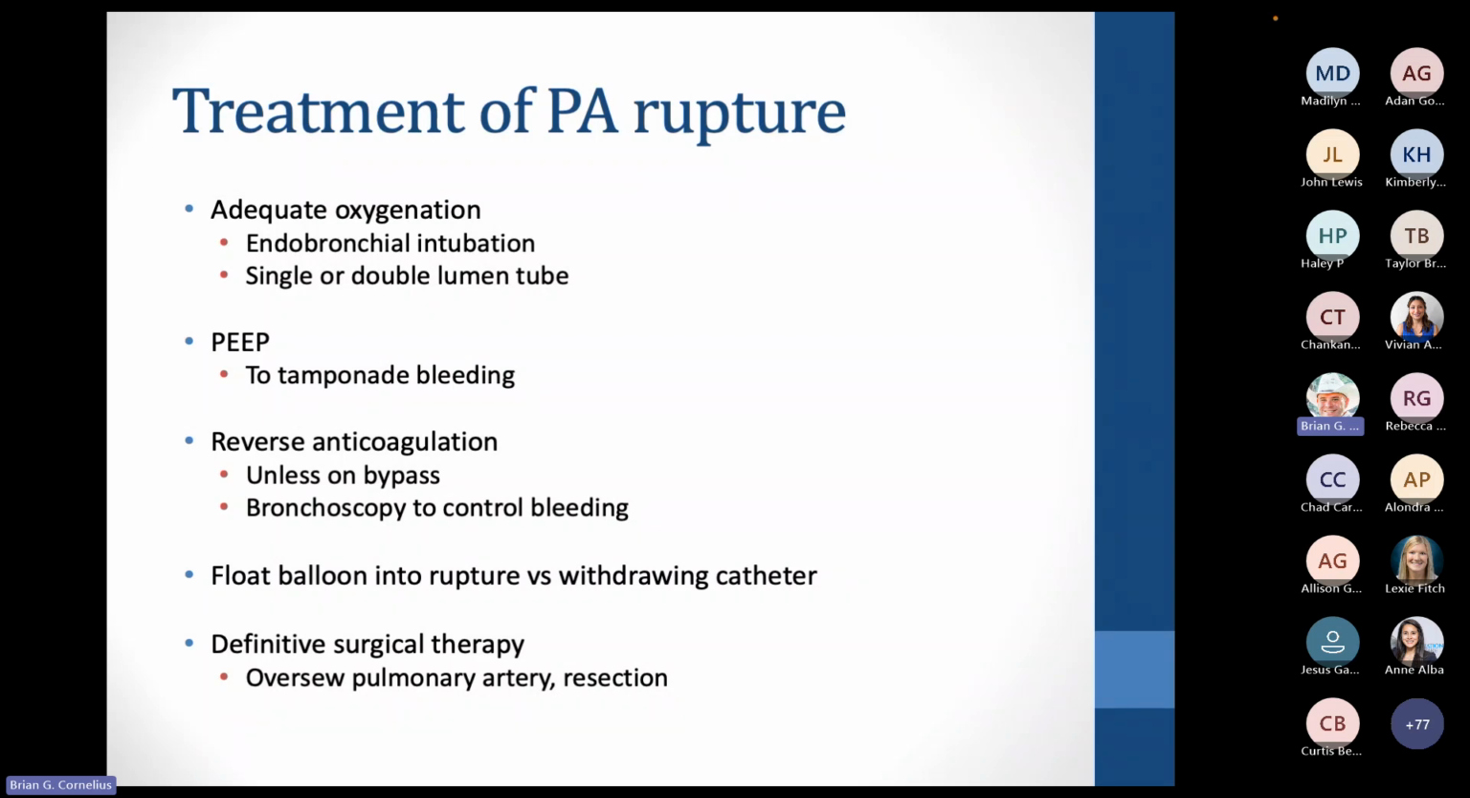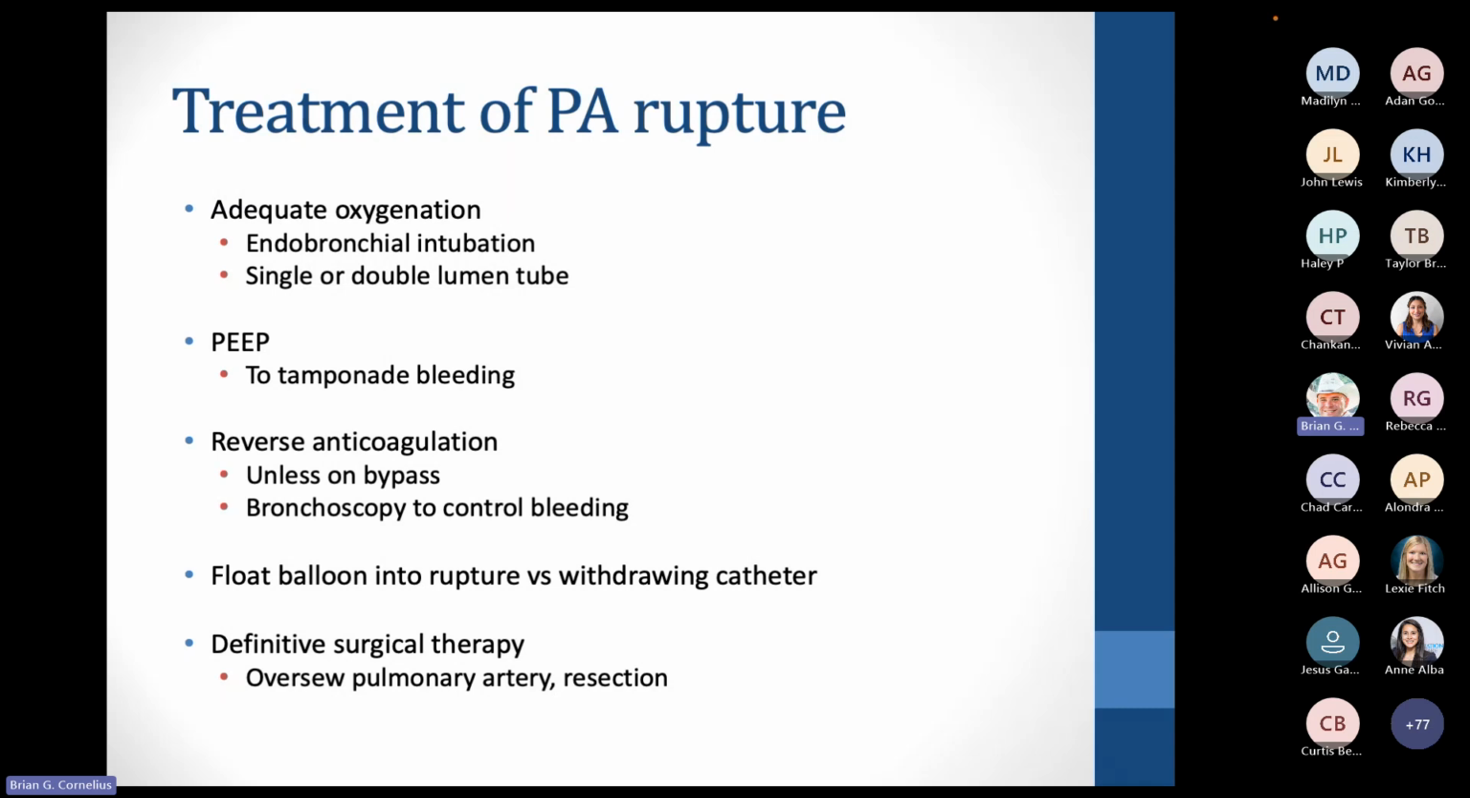There's not a whole lot of choices. If you have somebody that's anticoagulated and you're not on bypass, you may be able to give more protamine and reverse any circulating anticoagulation at that point. If they're on bypass, please don't do that. You'll kill them deader than possible. They may do an interventional procedure going in with a bronchoscope to try and temporize the bleeding. Sometimes they can put stents into place. Sometimes they can inject epinephrine. A lot of times, though, if you've got a PA rupture, they're going to wind up having to have their chest open.